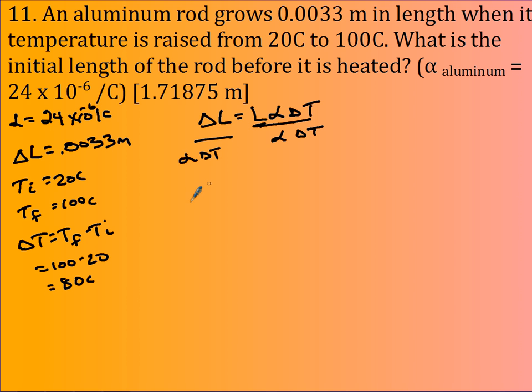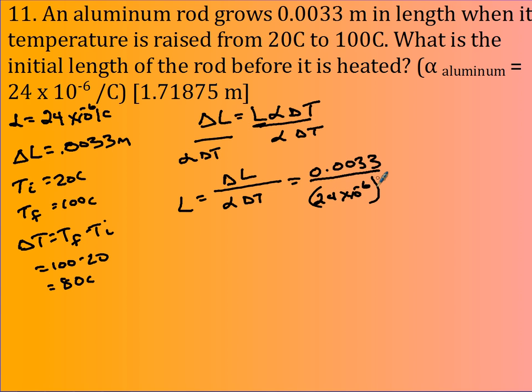So let's see, those cancel. L is delta L divided by alpha delta T. So delta L is 0.0033 meters divided by alpha, which is 24 times 10 to the negative 6, times delta T, which is 80. Now, multiply straight across. There's nothing in the numerator except the 0.0033, so I'm going to carry that. Now, multiply these two numbers together.